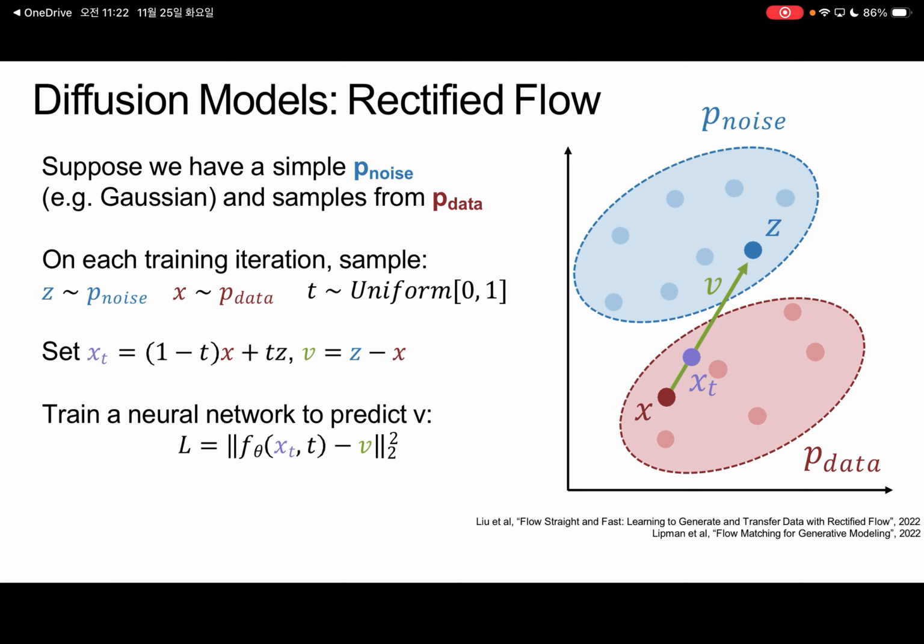And then training is this one. Train a neural network to predict v. The neural network takes xt and t, and it is trained to output the v vector. That's all. Quite simple, right? The capability of the diffusion model is very good, but the training objective function is quite simple. Just take a linearly interpolated xt, and t as the input, and output v. That's all. It's too simple, right?